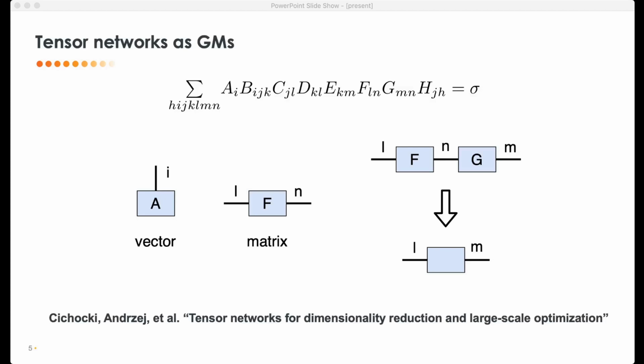Every tensor is a vertex and every index is a leg coming out of this vertex. For example, there is a vector A, and it has a single index I, and the matrix F, which has two indices L and M. Connected indices are summed over, so on the right, this diagram represents a product of two matrices F and J. A very good overview of tensor networks is a book of Schutski, Tensor Networks for Dimensionality Reduction and Large-Scale Optimization.